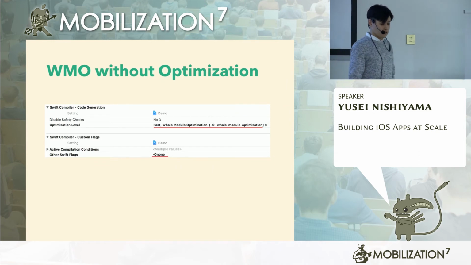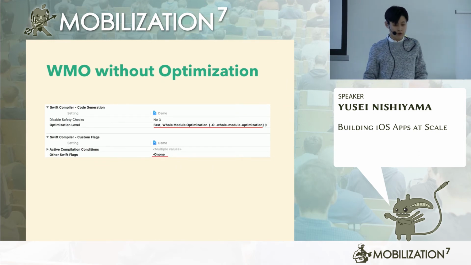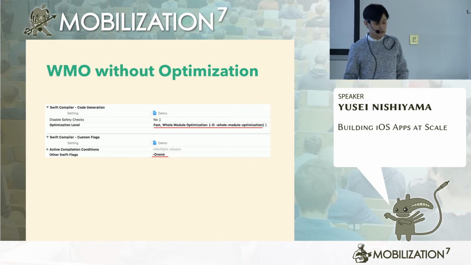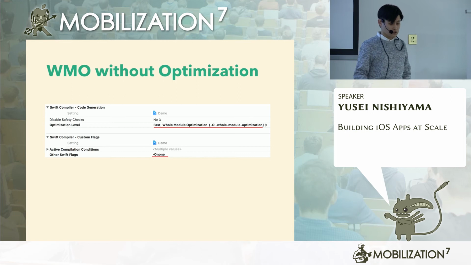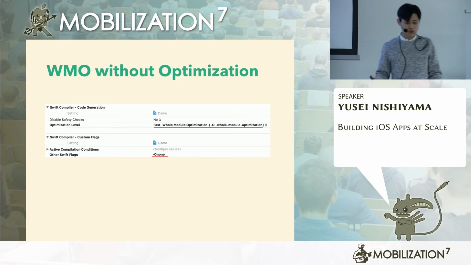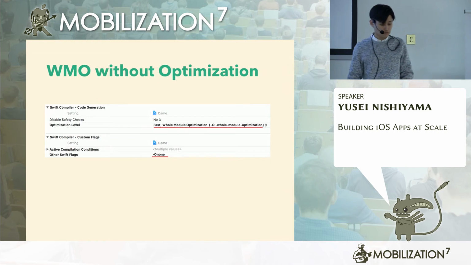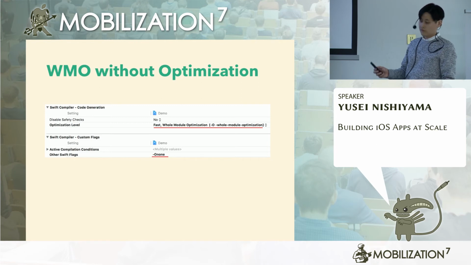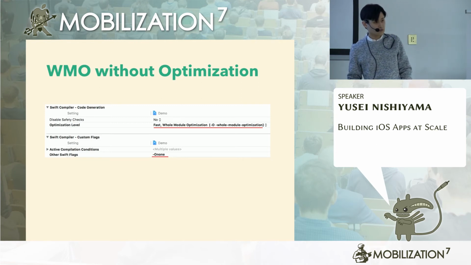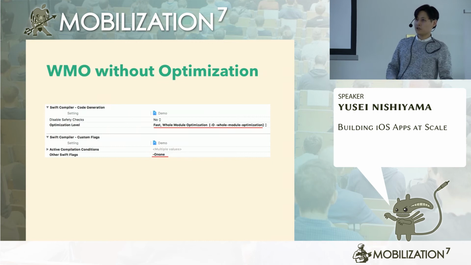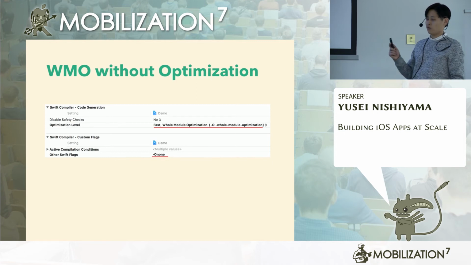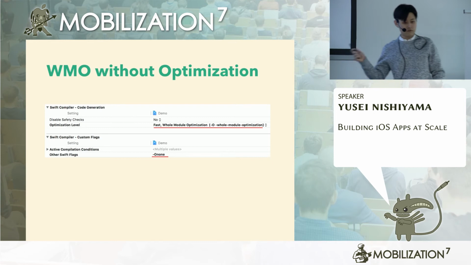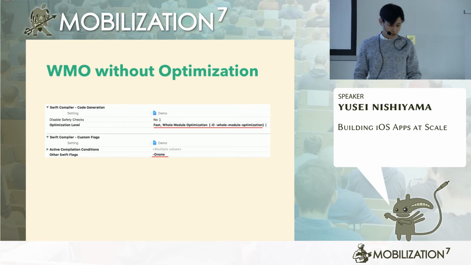The intended benefit of whole module optimization is to let the compiler optimize code more aggressively, but there's a bit of a hacky technique with which you can tell the compiler to compile the whole module at once, but without any optimization. You can try this out by setting the optimization level to whole module optimization and specifying optimization level none in Other Swift Flags. I think in a previous year there was a talk about build time reduction, and the talk explained very well why it works and what the pitfalls of this technique are. So you can also check it out to know more about this.